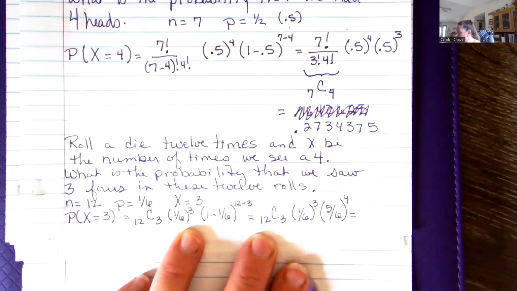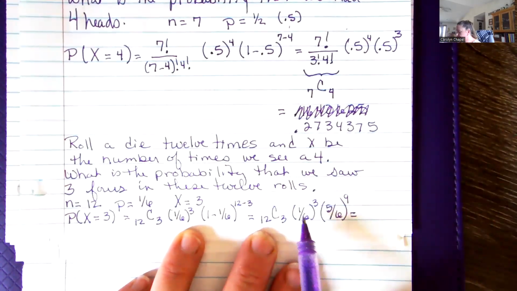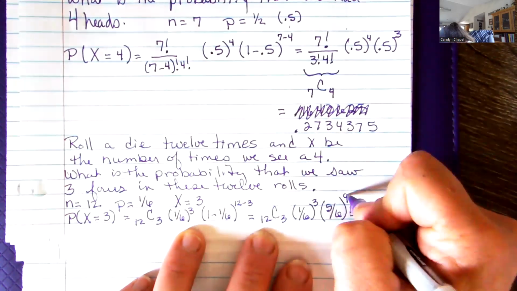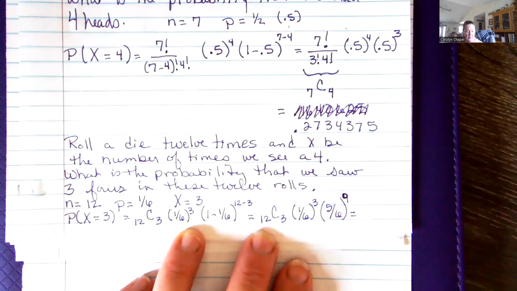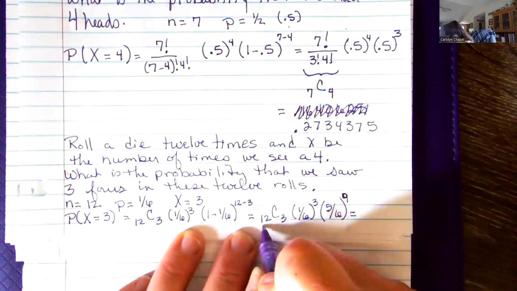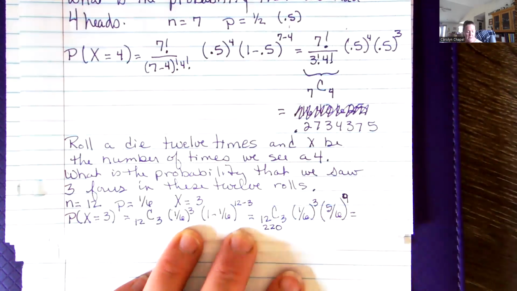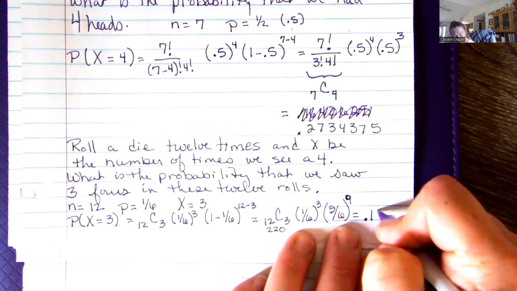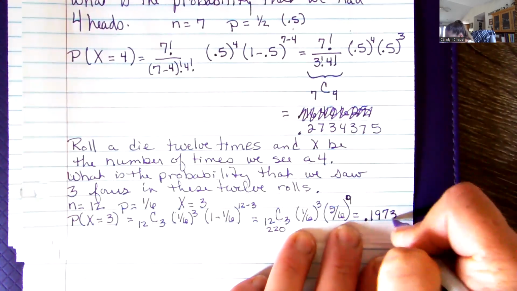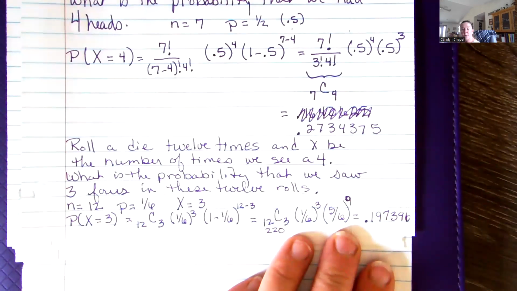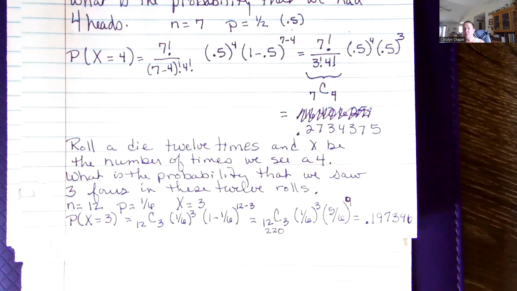Okay, so we have a 12C3, 1/6 to the 3rd, and 5/6 to the 9th. It can come out very clear. There we go. And now if you actually do this, the number here is 220, just double checking. And our final result is 0.197396. Okay, hopefully you can get those results.